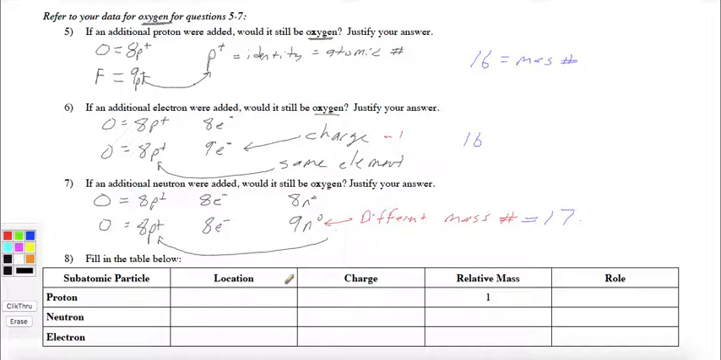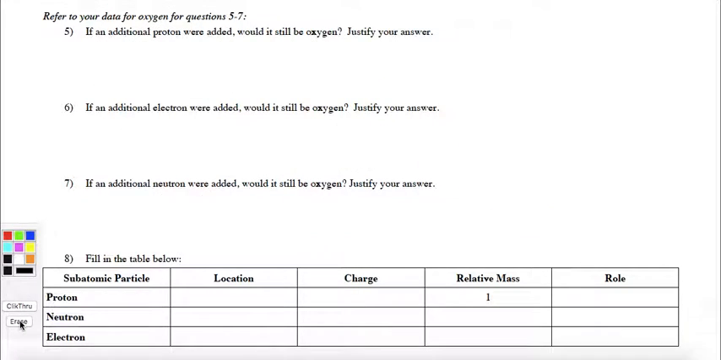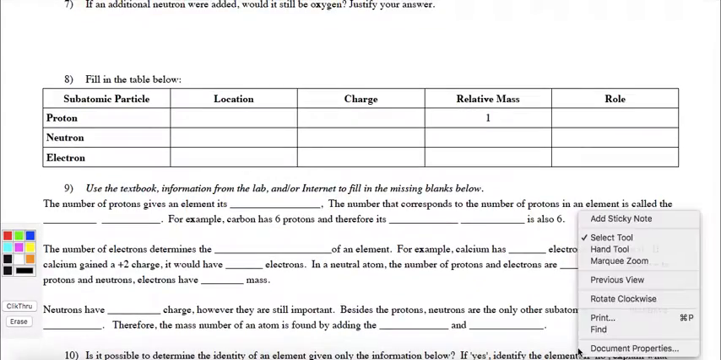Let's go into the table here. I'm going to erase that. Scroll. There we go. Got it.